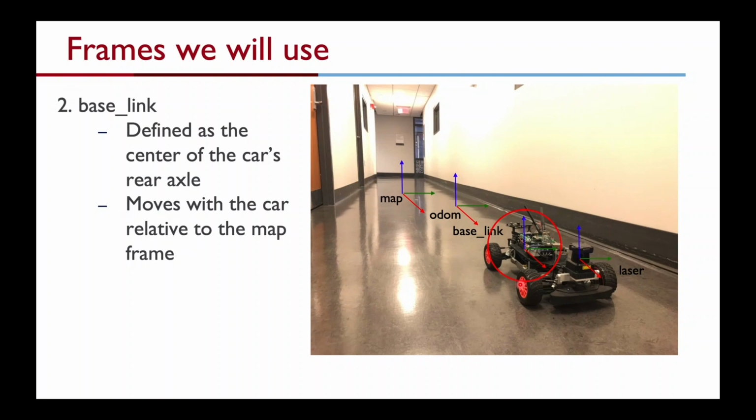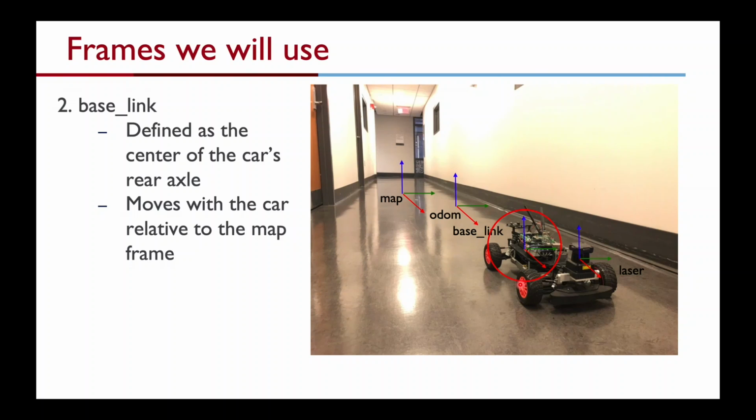The base link is a commonly used frame, and the name itself is almost like a convention or a standard used by ROS. For a car-like robot like the F110 car, the base link is always positioned at the center of the rear axle of the robot. And this is again convention, and you will see there are some variants of the base link that I'll show you in a picture a little later in this lecture.